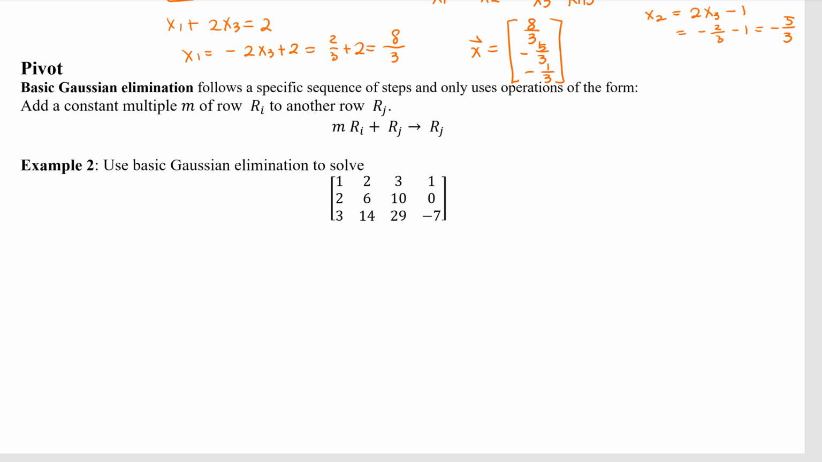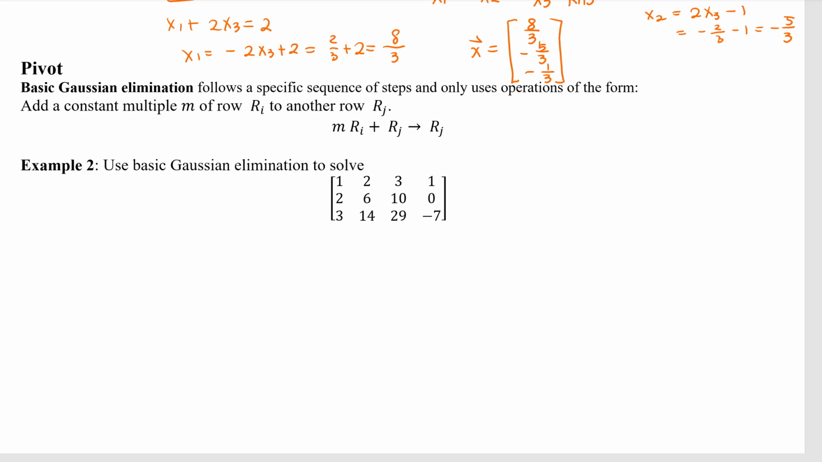Okay, so let's look at how does it work. Let's look at example 2. Use basic Gaussian elimination to solve it. So you see here, we don't need to make this guy 1. We can use this guy to kill the entry below it. We can subtract a constant multiple of R1 and add it to R2 and R3. And then after we kill those, we add a constant multiple of this guy to kill the entry below it. Okay, so this is how it works.